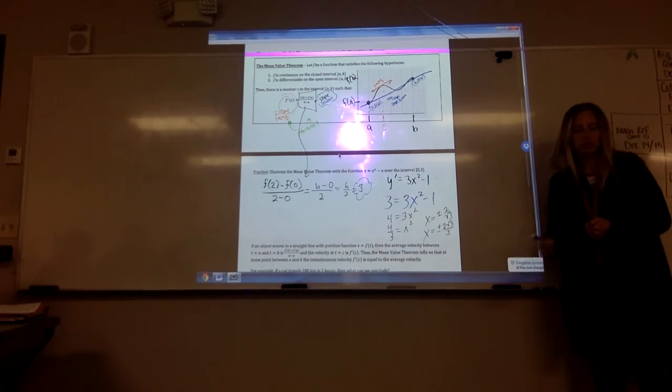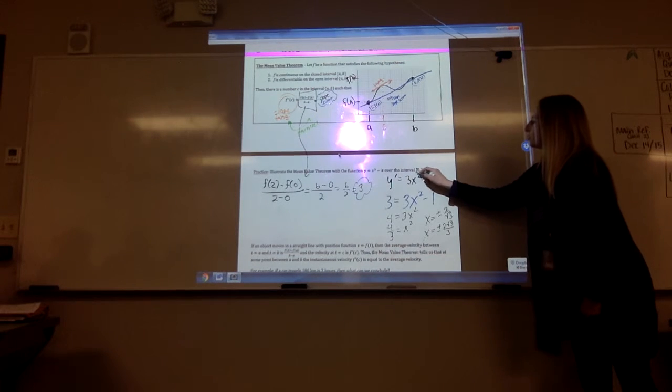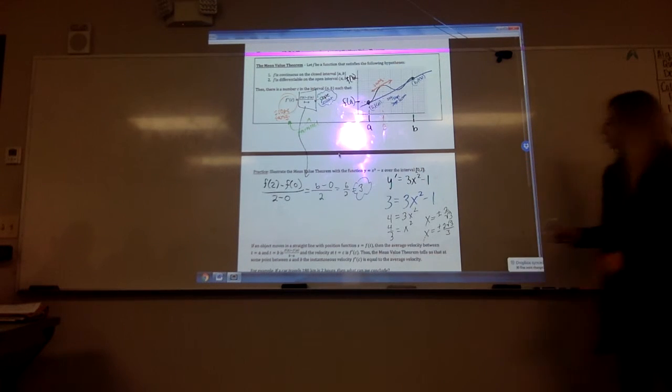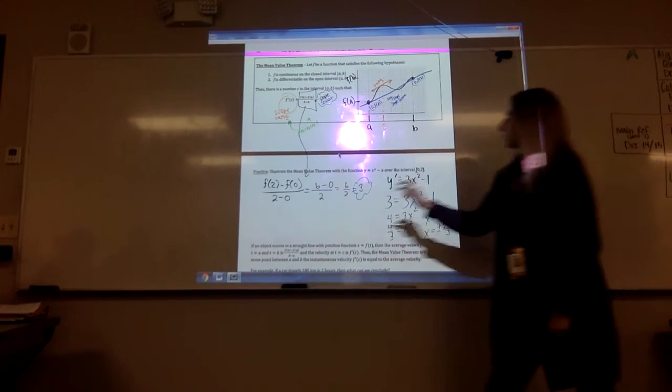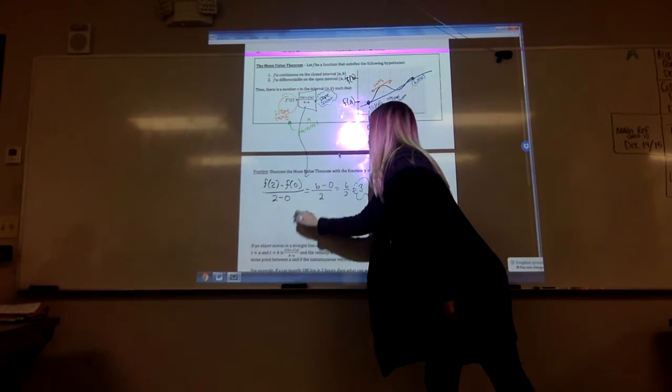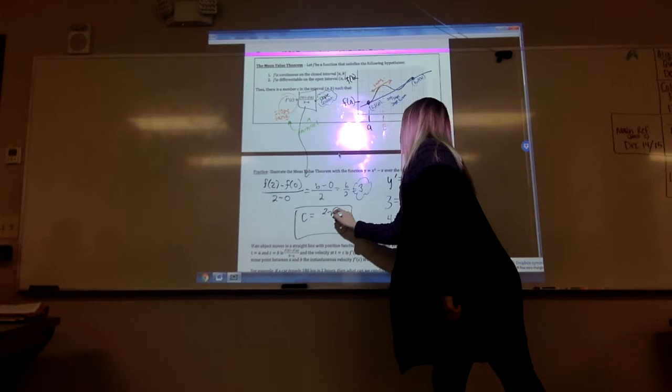But we just have to double check. Does that C value fall within our interval? Here's our interval, 0 to 2. Both of them don't have to, right? Just one of them. Just do any of them. So what is C going to be then? Not the negative one, it's only the positive 2 root 3 over 3.